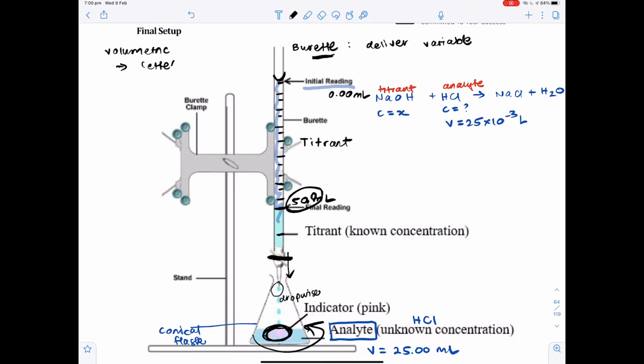Now I want you to imagine that we have our concentration of NaOH, which is 0.1. And I want you to imagine that the volume we just calculated was 50 ml. I want you to determine the concentration of analyte. I'm not going to tell you anything. I want you all to give me an answer. So I want you to raise your hand once you've got your answer. It should be quite fast.